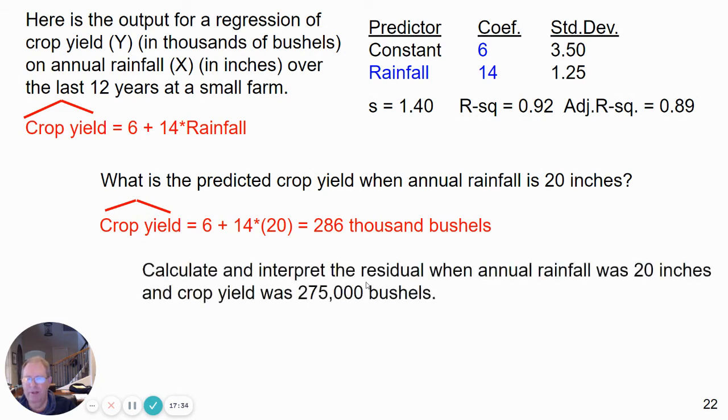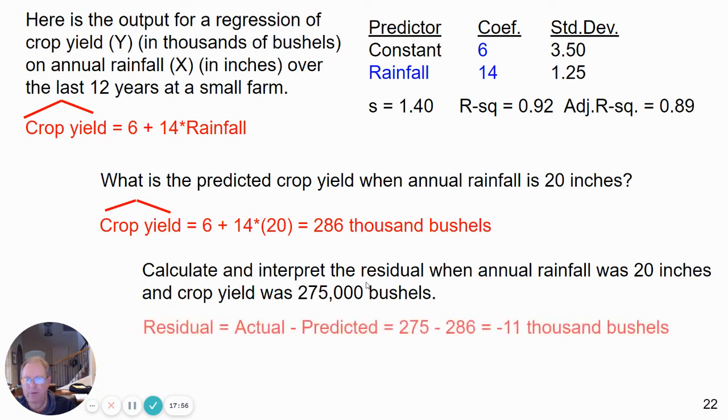The next question is calculate and interpret the residual when the annual rainfall was 20 inches and the crop yield was 275,000 bushels. Well, we're asking for the residual when the annual rainfall was 20 inches, and I already know what the predicted value was. I just calculated that above. So I use my formula. The residual is always the actual crop yield minus the predicted crop yield when rainfall was 20. So I take 275, my actual, minus 286, my predicted, and I get 11,000 bushels.